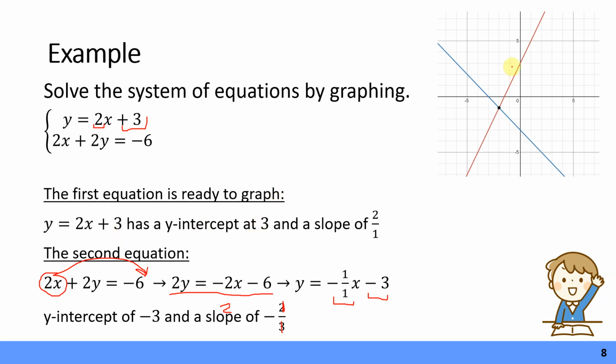So if I wanted to graph the first one, I would start at 3, which is right here. And then I have a slope of 2 over 1. So that means that I rise 2 and I run 1. So I did those 2 dots, I connected them, and that's how I created the line.